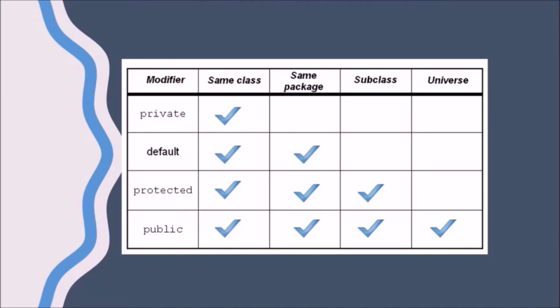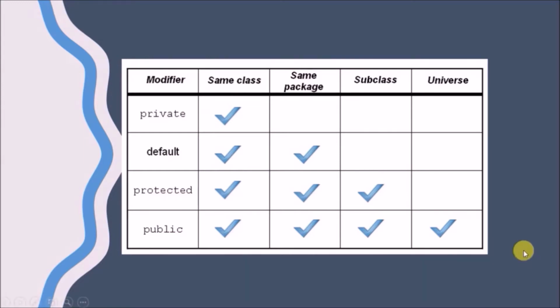Here default means if you don't use any keyword as an access modifier, then it will be considered as default. And after that, protected and then public. So we will discuss all of them one by one. First of all, we will look at the private access modifier.